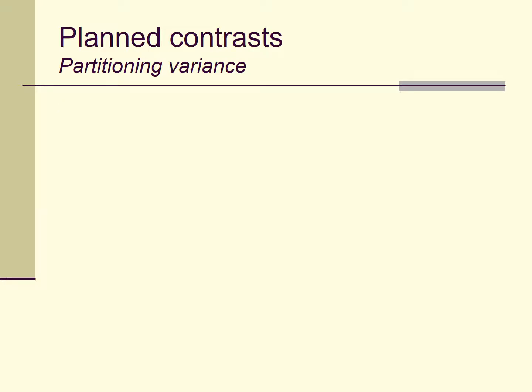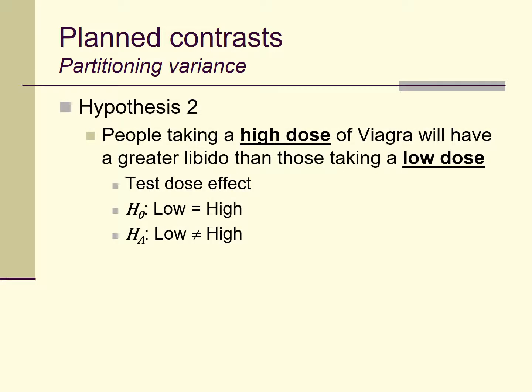Now, having established that there's a difference, hopefully, between the placebo dose group and the low and high dose group combined, we might further have a hypothesis that people taking relatively more of the drug will have more of an effect than people taking relatively less. So here, our null hypothesis would be, well, no they don't. The low dose group and the high dose group are equal, but our alternate hypothesis would be that there's some difference between the two of them.